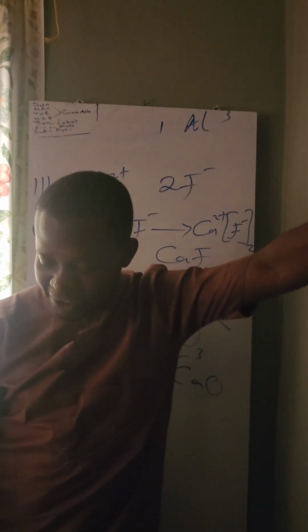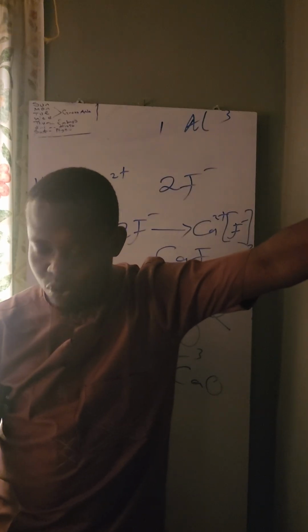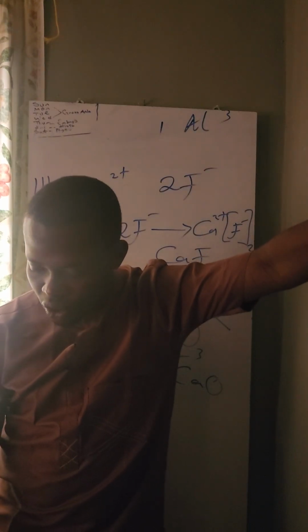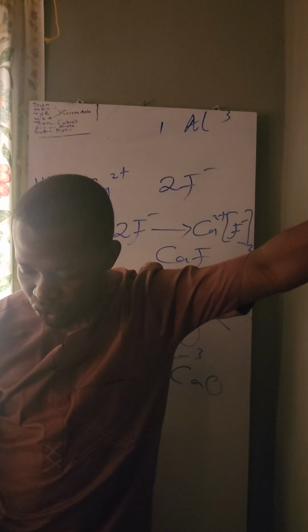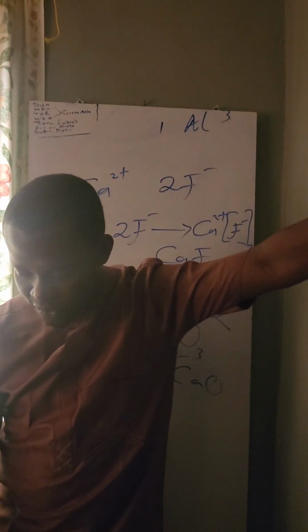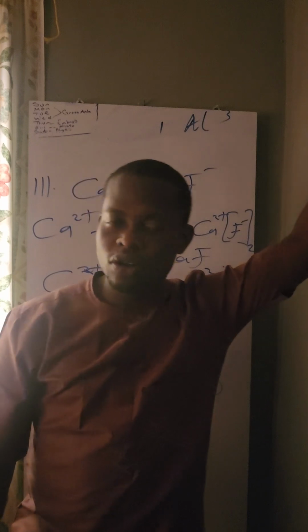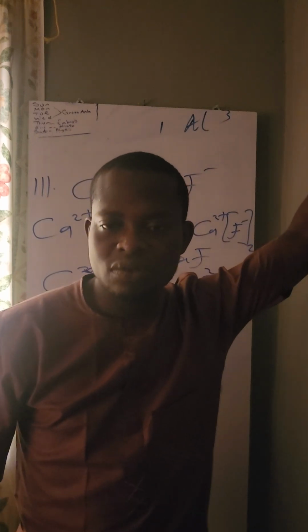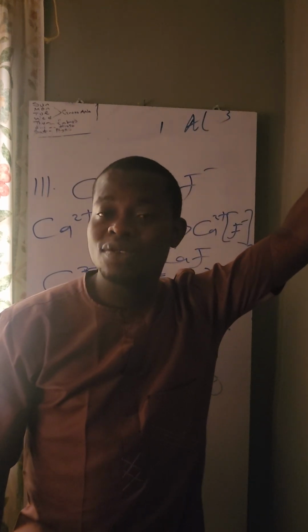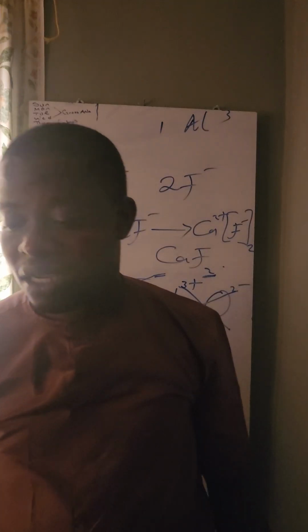The last one, number 6: they are insoluble in organic solvents such as ethanol, petrol, kerosene, propanol. They will not dissolve in them. That's why they don't conduct electricity in organic substances.